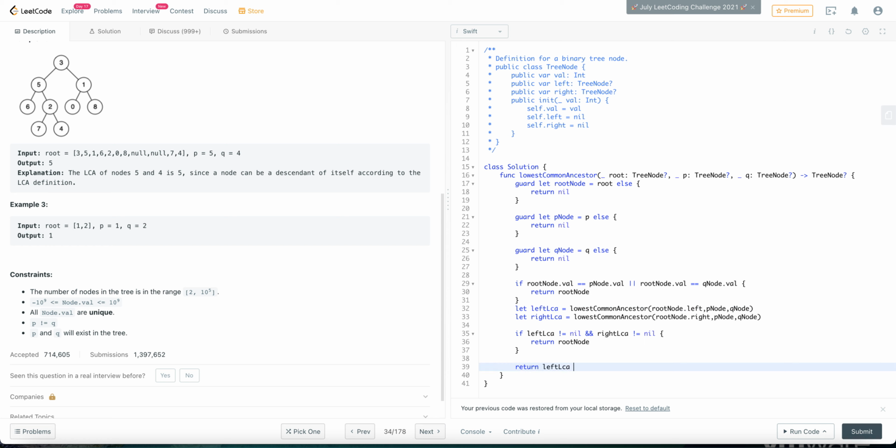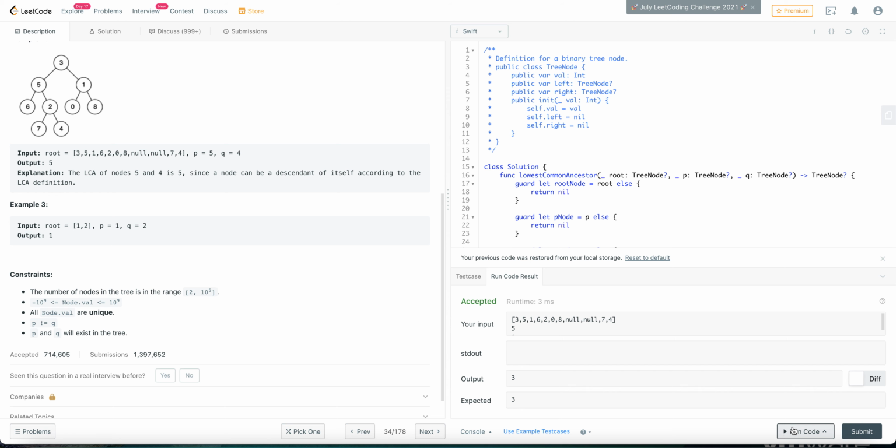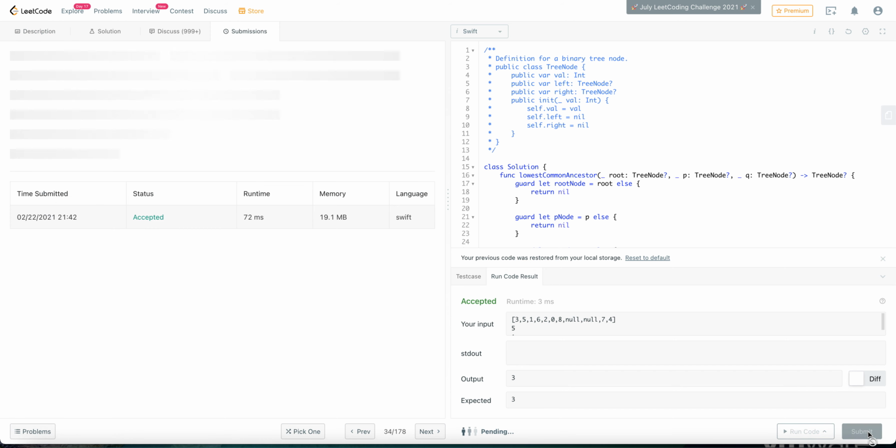So how can we do that? Using the nil coalescing operator. If left LCA is not nil, then left LCA will be the answer. If left LCA is nil, then both the nodes exist in the right side of the tree, so right LCA will be the answer. Now I will run the code. Yeah, it's accepted. I will submit the code.